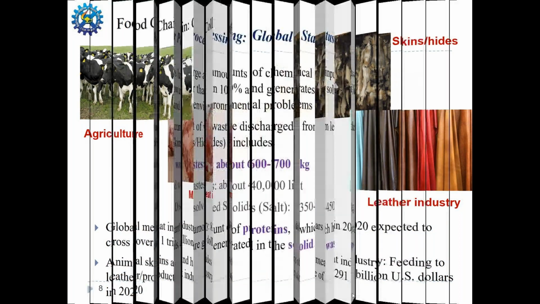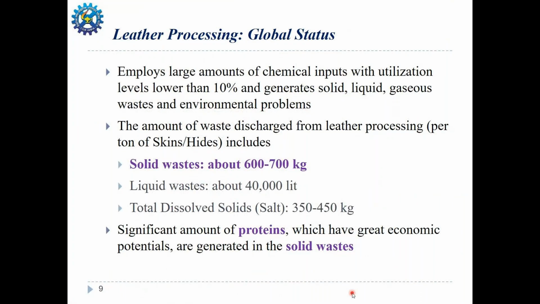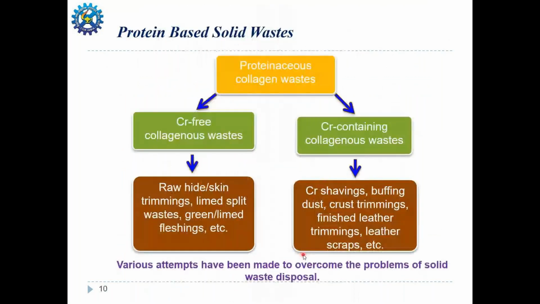And if you look at leather processing, it involves a lot of water and chemical inputs, and therefore it also leads to a lot of waste generation, both solid, liquid, and gaseous waste. The solid waste alone is about 600 to 700 kilograms generated for every ton of skins or hides processed. And this solid waste contains predominantly proteins, which have good economic potential, and therefore can be used for certain applications. And there are two types of waste generated.